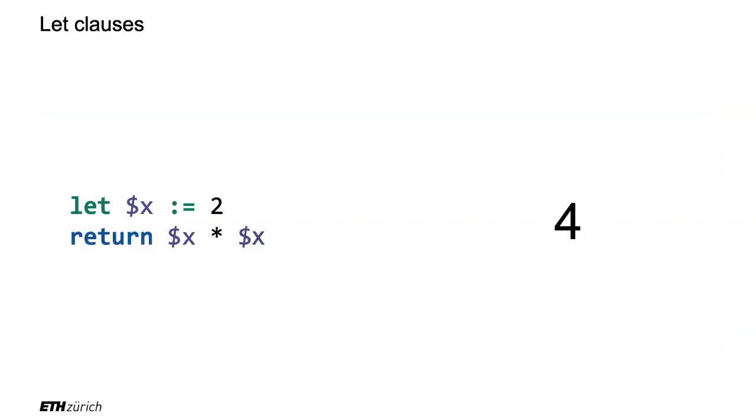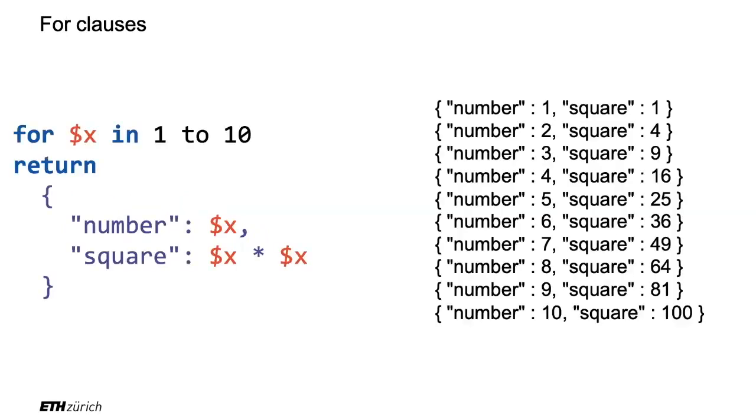All right. So the let clause. Well, I already explained, right? $x is bound in that case to the item 2, and then you evaluate x times x, you get 4, right? It's an easy one.